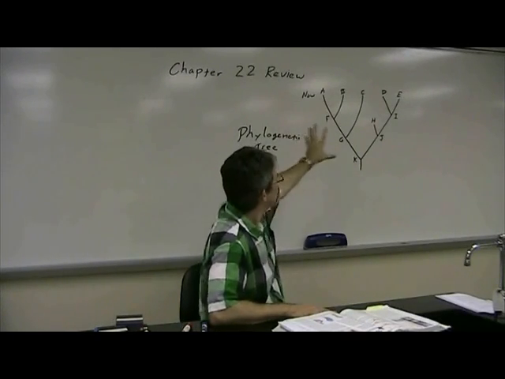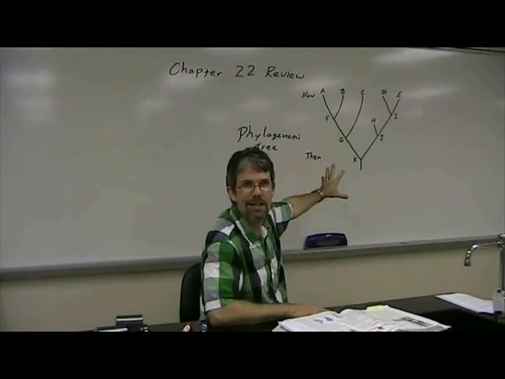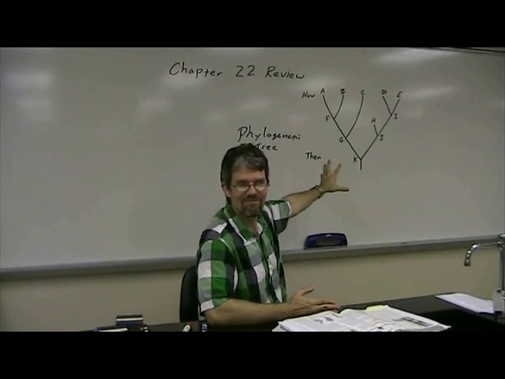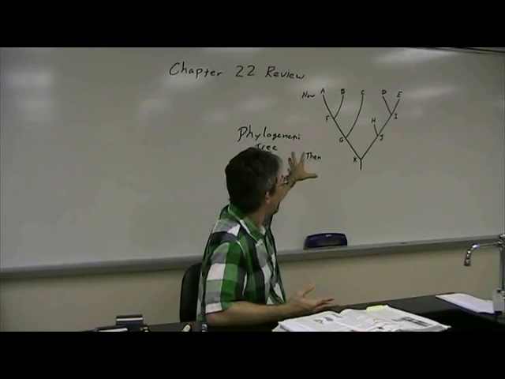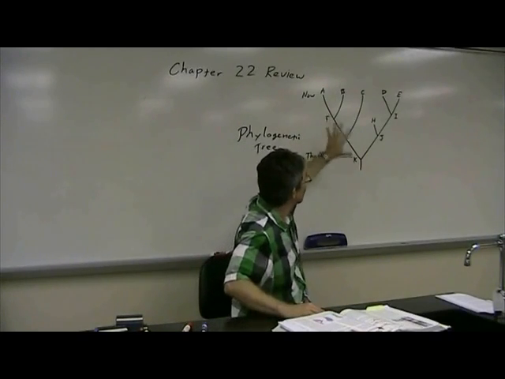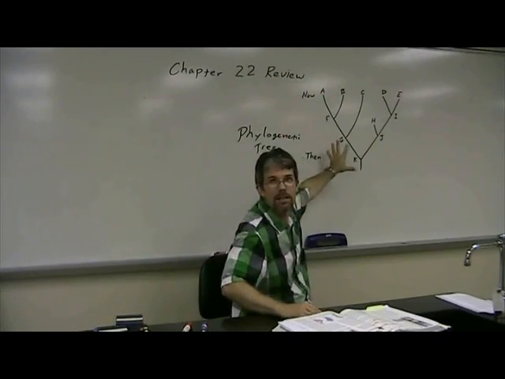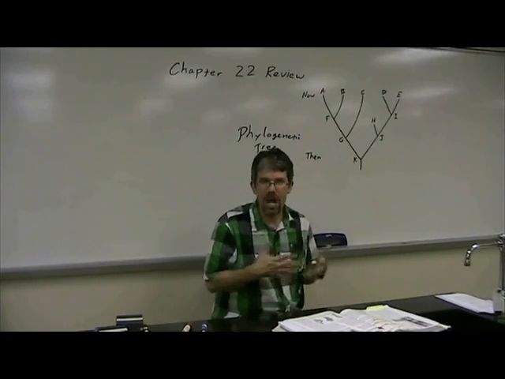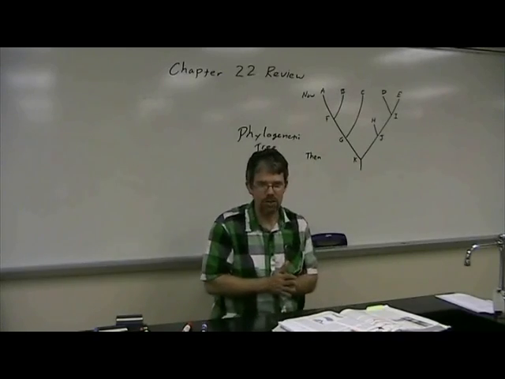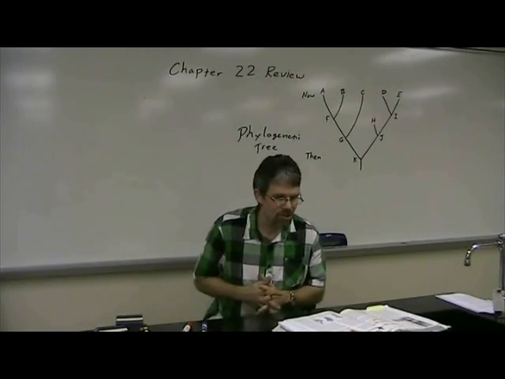So if you can reconstruct a phylogenetic tree, not just with one line of data, but with as many as you can get, then you have a lot of data to support this tree. You have power in this proposal. And that's the idea of reconstructing a phylogenetic tree. And that finishes chapter 22.